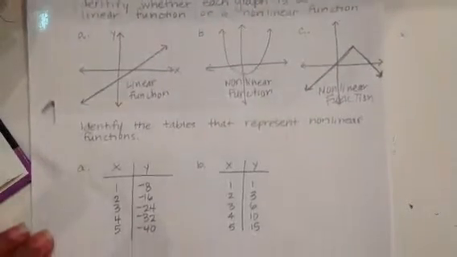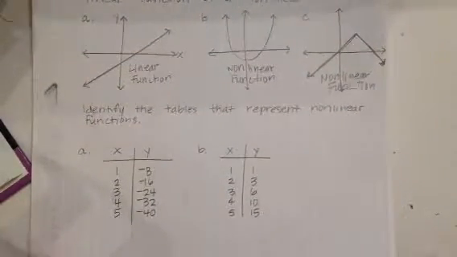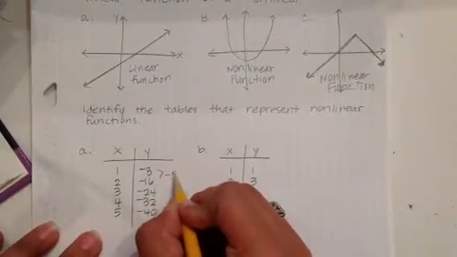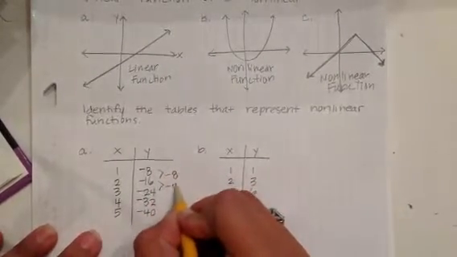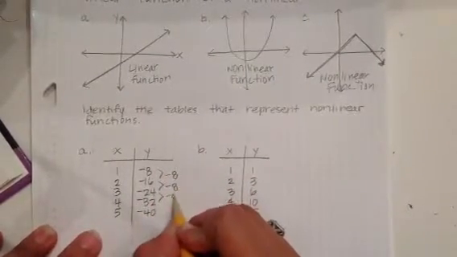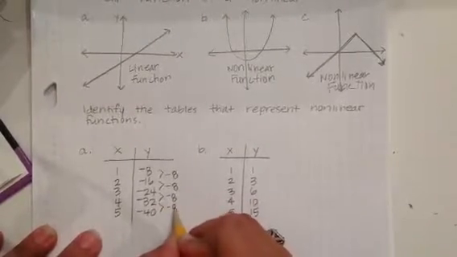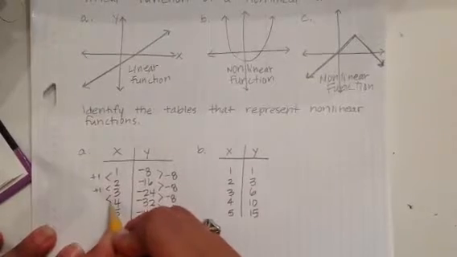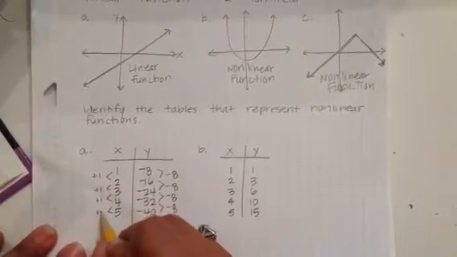Alright, identify the tables that represent nonlinear functions. Okay, remember, we're looking for a constant rate of change. If it does have a constant rate of change, then it does represent a linear function. So here, we're subtracting 8, subtracting 8, subtracting 8, subtracting 8. This increases by 1, increase by 1.